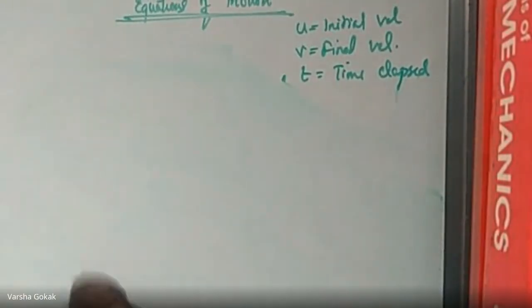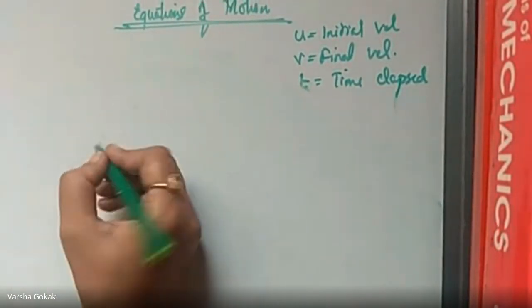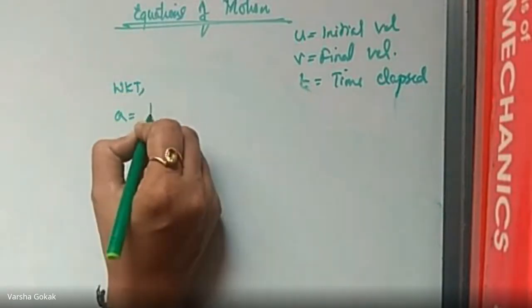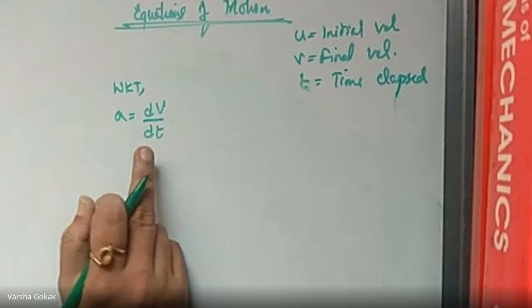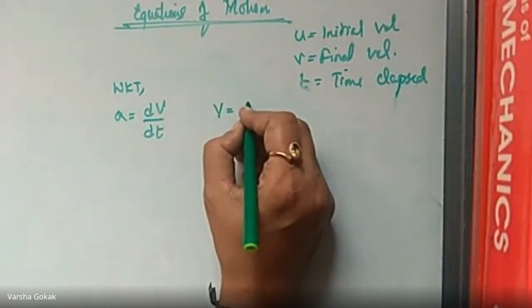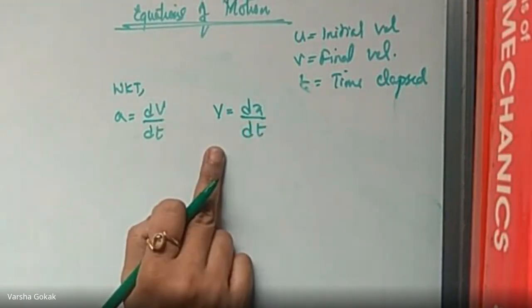Next, third equation, that is v square minus u square. It is a general equation, nothing like I want to do it for velocity only or time only, right? So there we will use both the equations. That is, we know that acceleration is dv by dt, that is rate of change of velocity with respect to time, and velocity in turn is nothing but dx by dt. Both equations I will make use of.